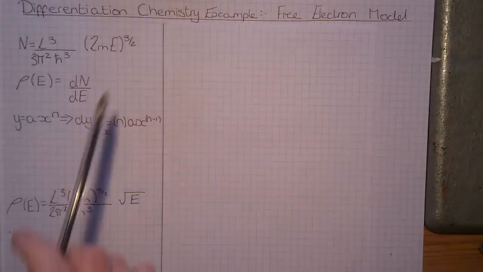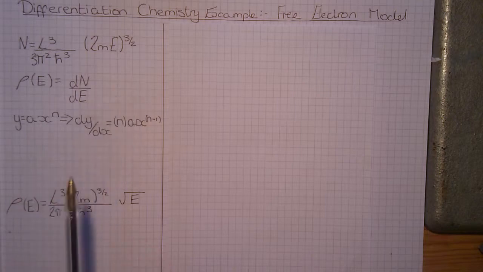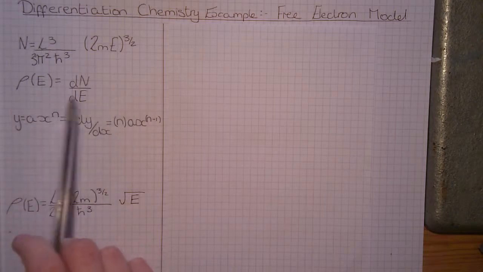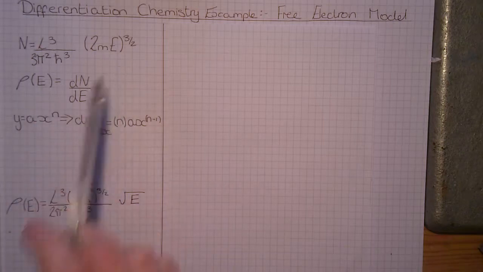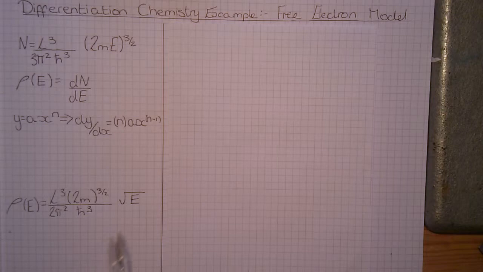The equation we're starting with is this one, which is n. And we need to prove that rho e equals dn by de, where dn by de is n differentiated with respect to e. This is the equation for rho e.